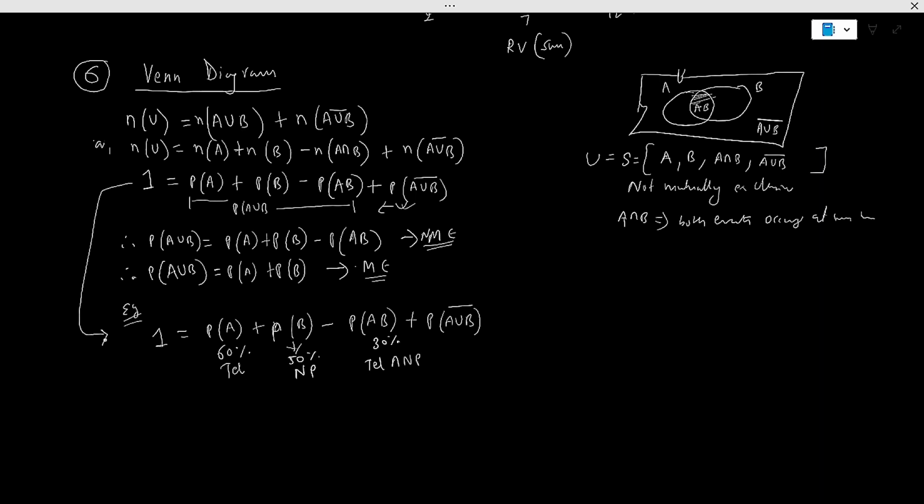Now we need to find what percentage of the people don't have access to either of the media. The total probability is 100%. And if we operate it, 100% is equal to 60 plus 50 minus 30. 60 plus 50 is 110, minus 30 is equal to 80. And therefore we have 80% plus the probability of A union B complement is equal to 100%. Therefore, the probability of A union B complement is equal to 20%. Therefore, 20% of the people don't have access to either of the media.